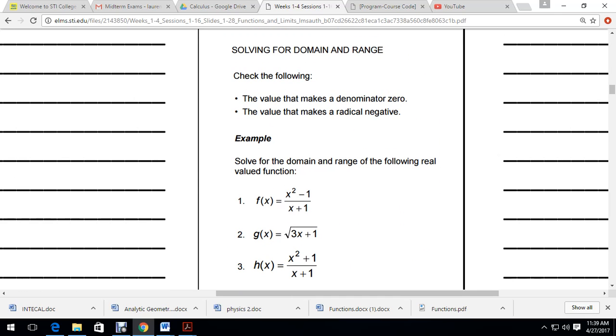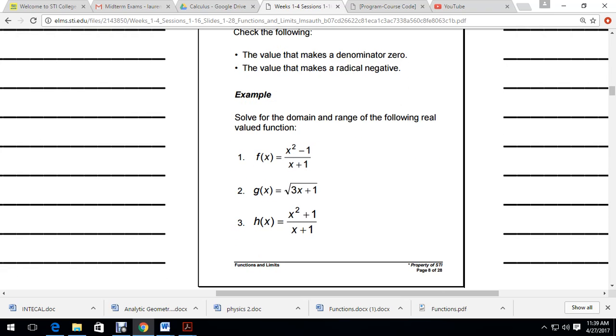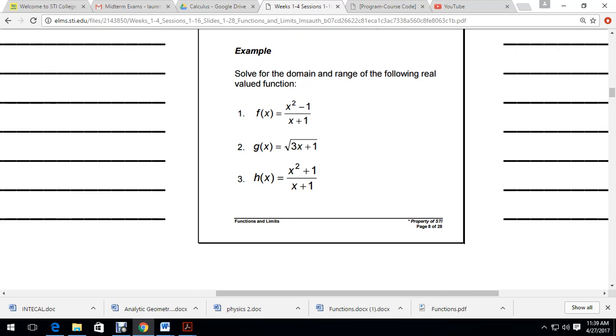Okay, so let's have a few examples and try to determine what would be the domain and the range of the following function. So let's have f of x is equal to x squared minus 1 over x plus 1.